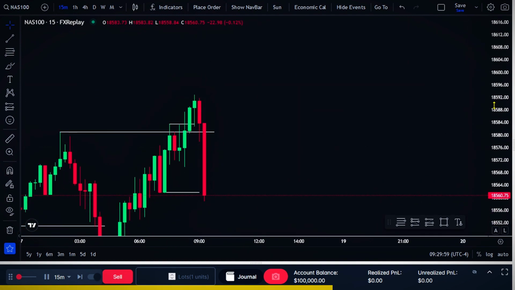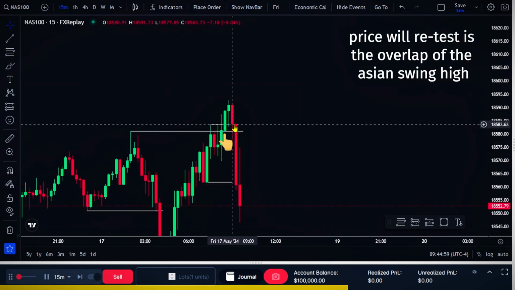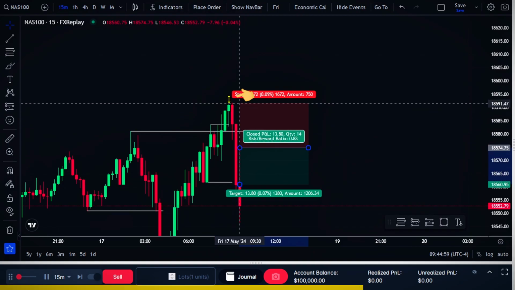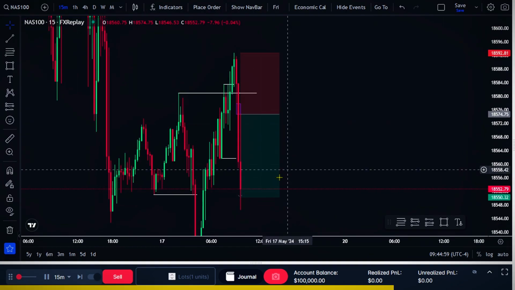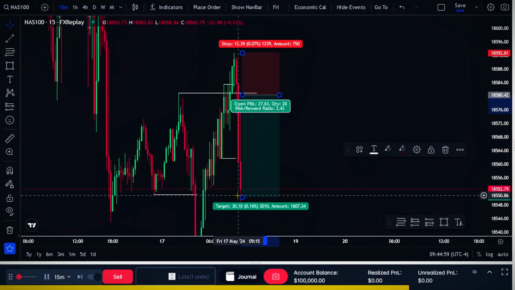We will take our entry at the overlap of this level with our double sweep, with a stop loss above this recent swing high, and targeting the opposing swing low, or you can also target a 1 to 2 risk to reward ratio if you prefer.